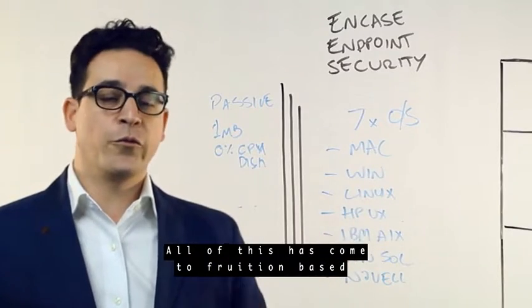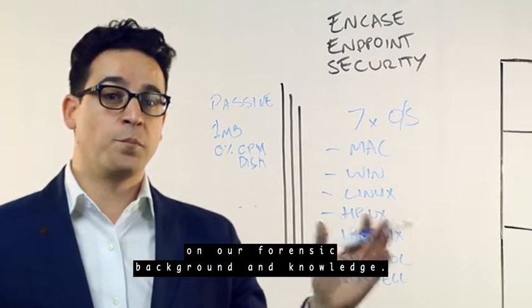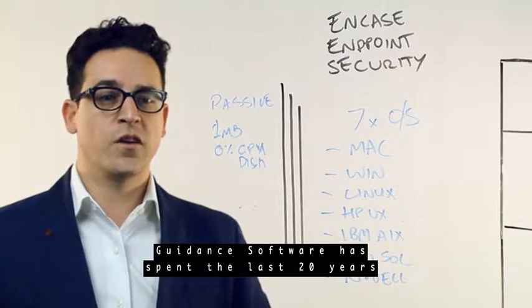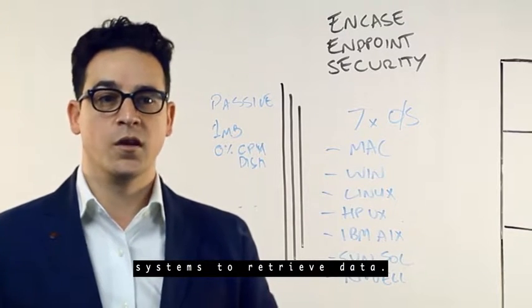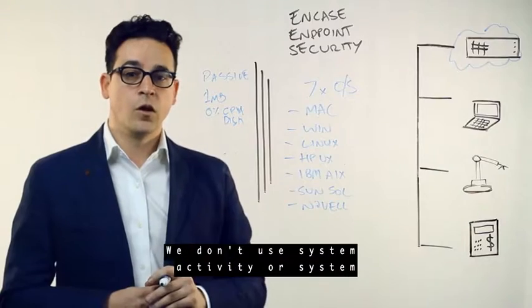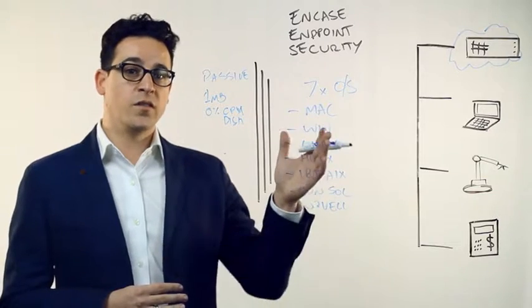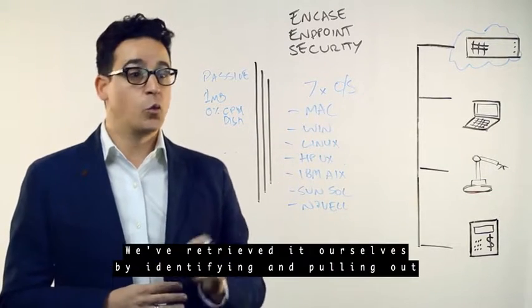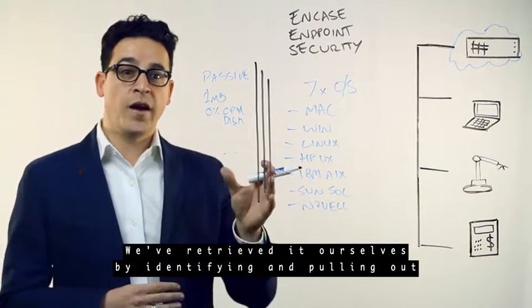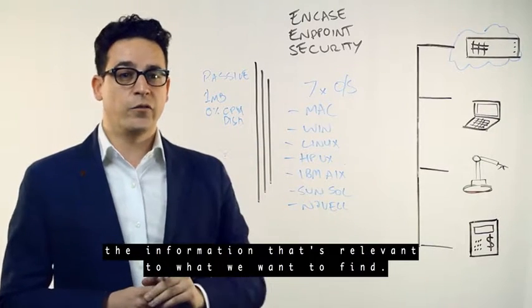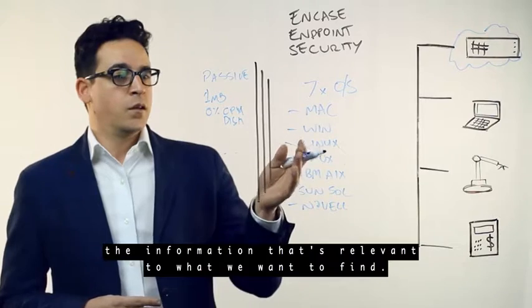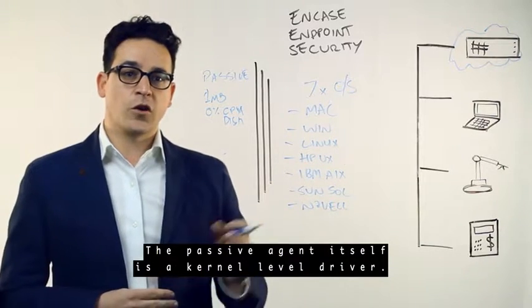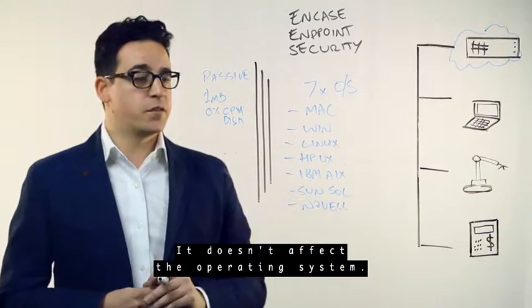All of this has come to fruition based on our forensic background and knowledge. Guidance Software spent the last 20 years reverse engineering operating systems and filing systems to retrieve data. We don't use system activity or system controls to retrieve that data. We've retrieved it ourselves by identifying and pulling out the information that's relevant to what we want to find. The passive agent itself is a kernel level driver, doesn't affect the operating system.